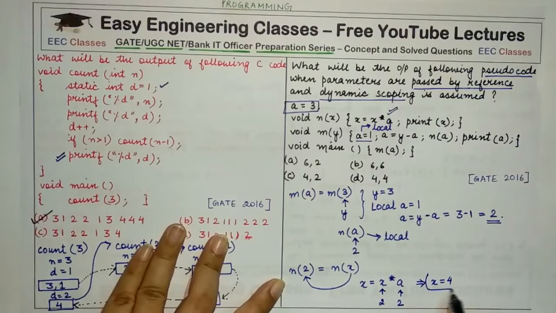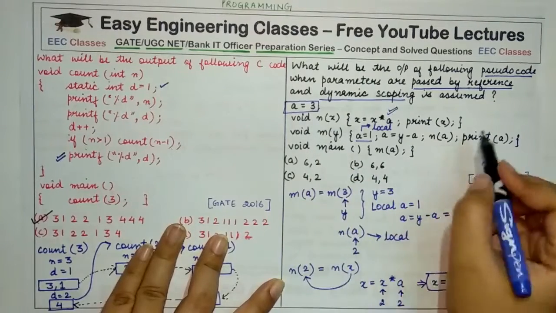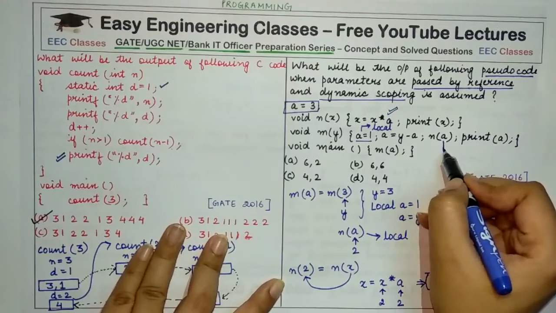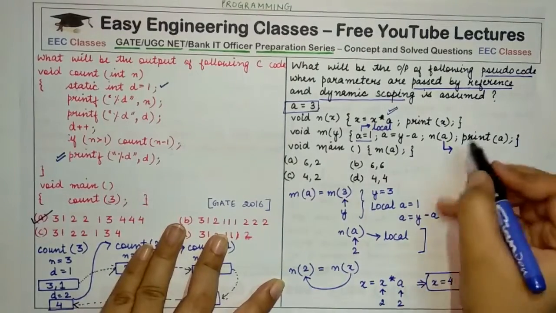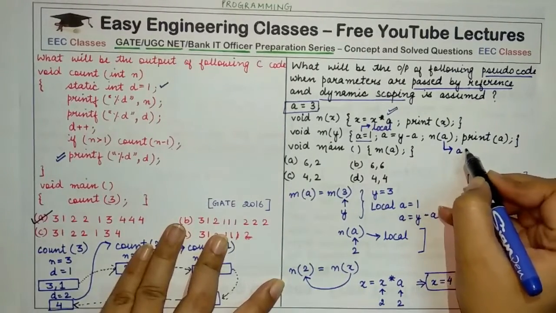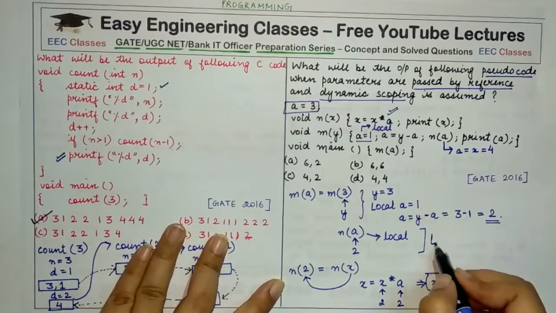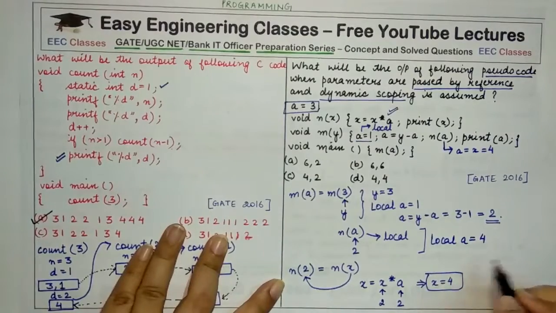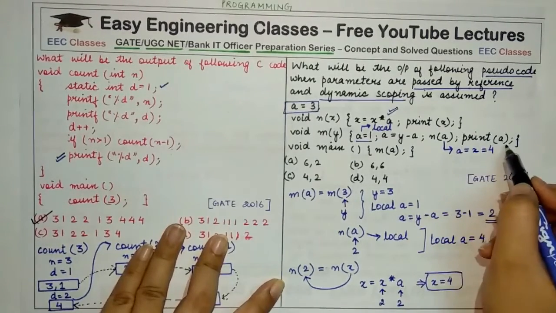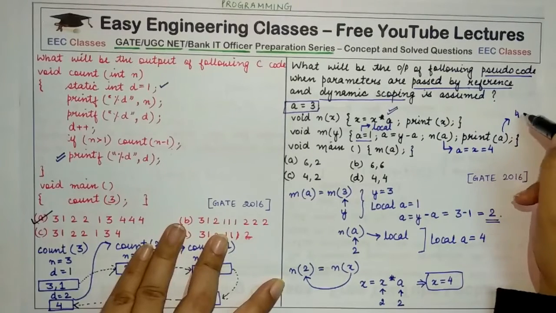Now this new value will be reflected back here. So the value of a, the local a, now becomes equal to x. A becomes equal to x, which is equal to 4. So the local a now becomes equal to 4, and now the print statement would be executed. What would be printed? 4 would be printed.